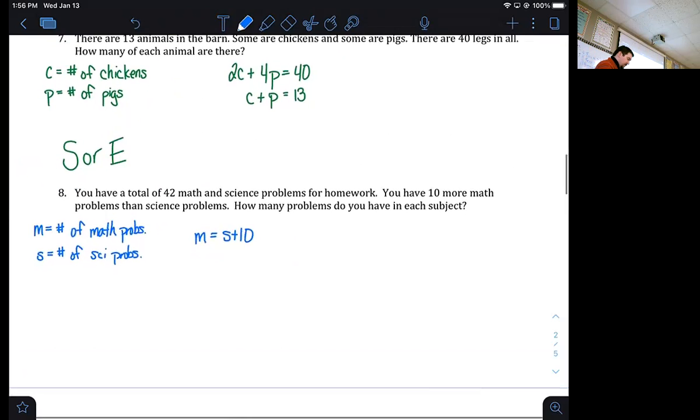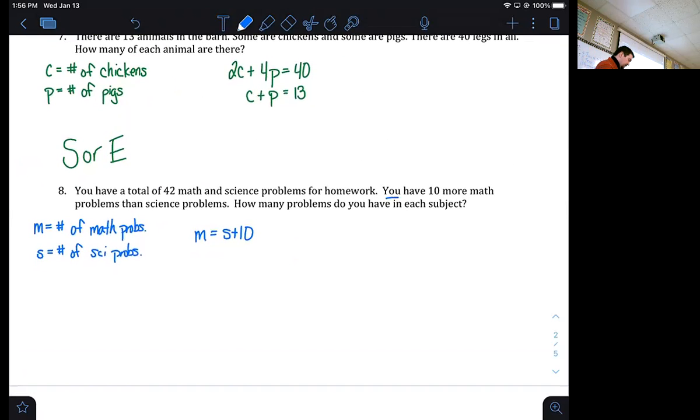Nuche is using the second sentence here that says you have 10 more math problems than science problems. So he says, because I have 10 more math problems, take the number of science problems, add 10 to that, and that's the number of math problems. Okay, so you could do that. That's fine, that's the one I would have written.